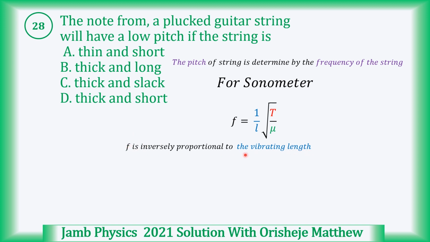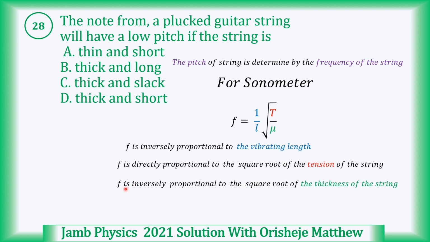Then the second one: the frequency is directly proportional to the square root of the tension. So the more the tension, the higher the pitch. A tight string will produce a high pitch note. Then the frequency is inversely proportional to the square root of the mass per unit length of the string. That means the thicker the string, the lower the pitch. So that's why you see that a thick string produces a low pitch note.